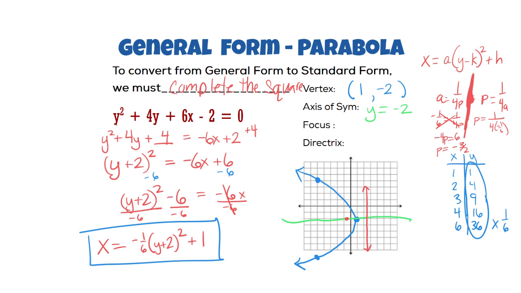All right, so the directrix is a vertical line, so it's going to be an x equals, and it looks like that would be at 2.5. And my focus, if I were to go left from the vertex 1.5, that ordered pair would end up being -1/2, -2.